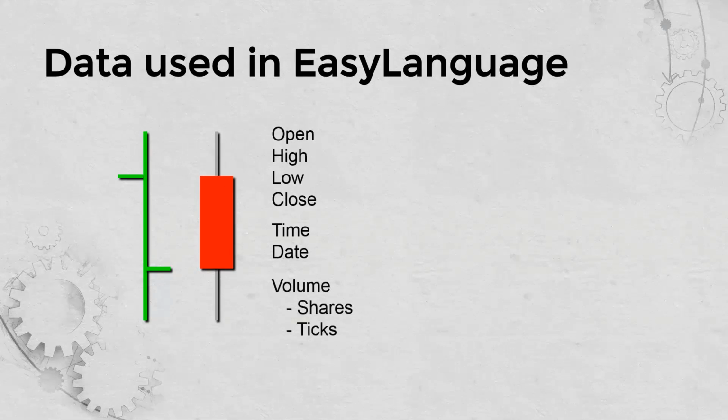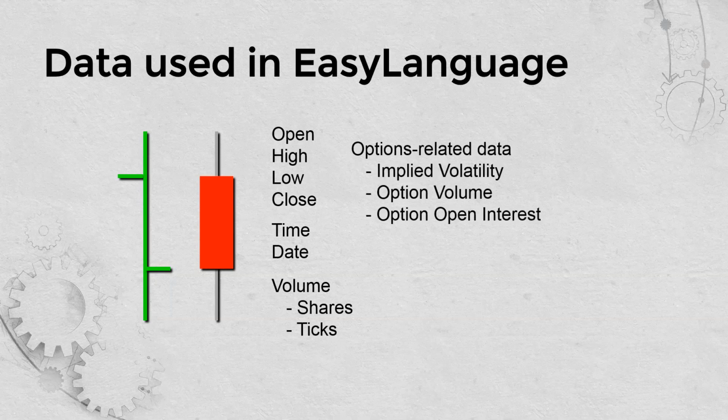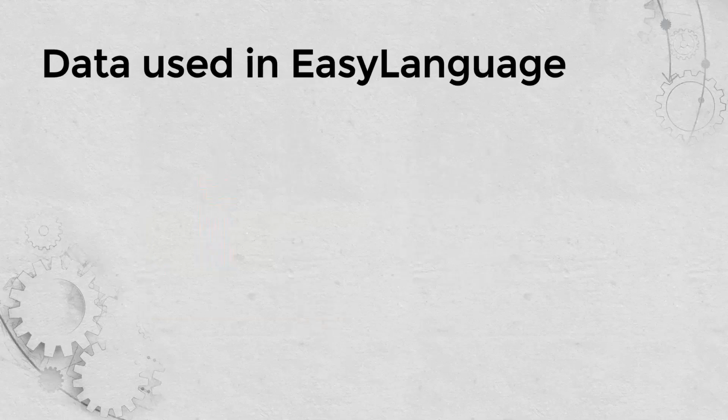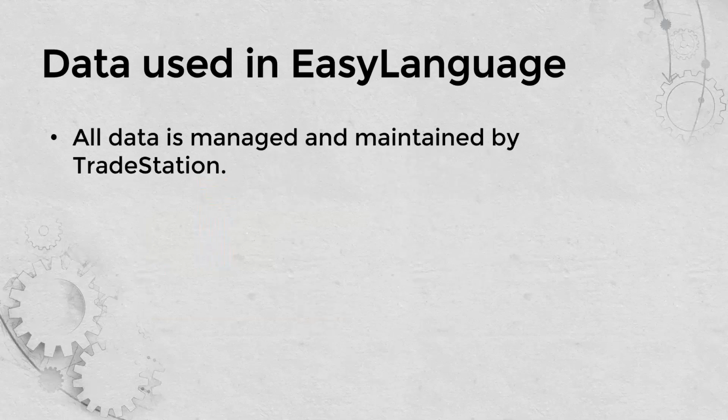If you want to access volume, we have the number of shares and the number of ticks on every single bar. We also have options related data for those that want to create studies based on options like implied volatility, options volume, options open interest, etc. One of the good things about TradeStation is that all the data is managed and maintained by TradeStation. So you don't have to create these databases of information because TradeStation does that for you. You just have to tap on that database and request the data that you're looking for.